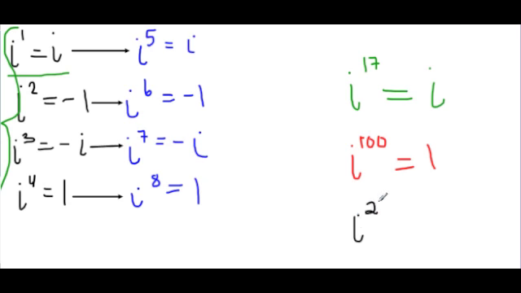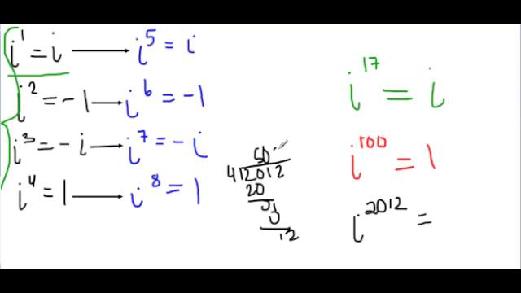i to the 2012. Well, let's see what happens when you divide 4 into 2012. 4 goes into 20 5 times, that gives us 20, 0, 1, that gives us 0, 0 times 4 is 0, here we have 12, 4 goes into 12 3 times, and the remainder is 0. That means that once again, we have a multiple of 4, which will lead us to i to the fourth, which is just 1. So i to the 2012 is 1.